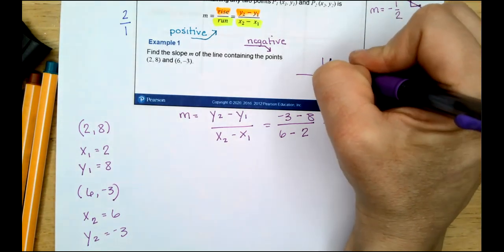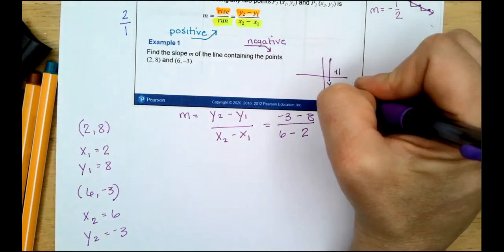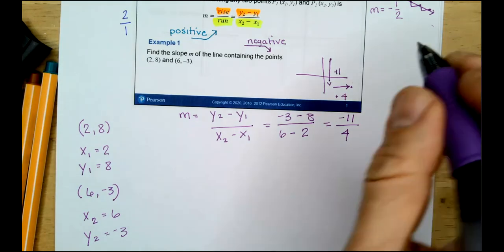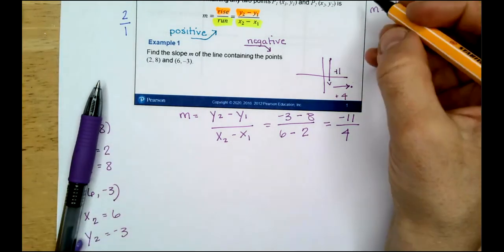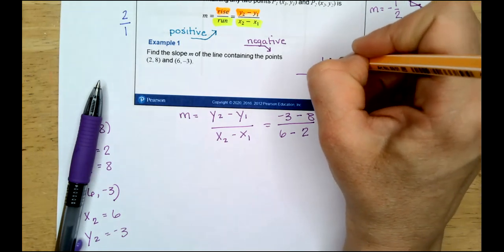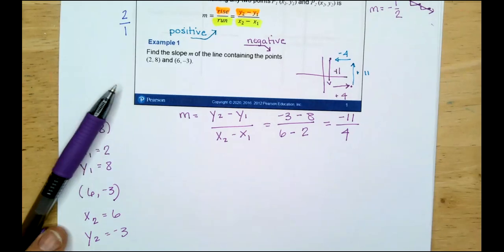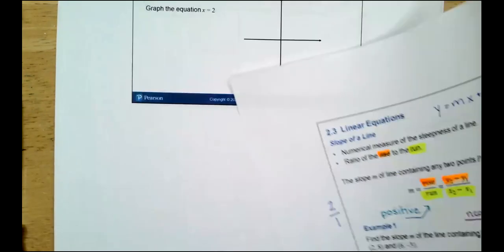Down 11, right 4. Or from here, I could say I'm going up 11, but then I'm going negative on the x, 4. So either way, it'll get there. So the slope is -11/4.